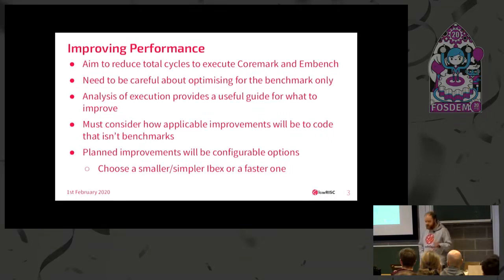You do have to be careful when you're working with benchmarks. You've got to be careful you're not just optimizing for the benchmark only. It's very useful to analyze what's going on with the benchmark and use that as a guide to things that you can then do. You then need to take a step back and think, is this actually generally useful, or am I just making CoreMark specifically quicker? I would say that the improvements I mention here are going to be configurable options in Ibex. So you're going to be able to choose between a smaller or simpler Ibex core, or a faster core that will be a bit bigger and a little bit more complex.